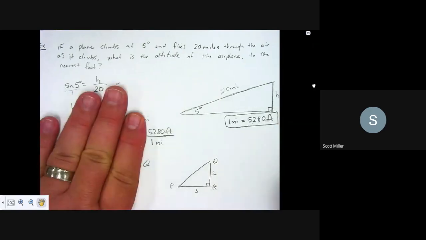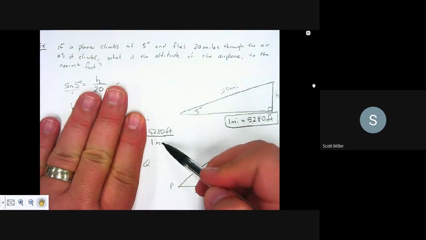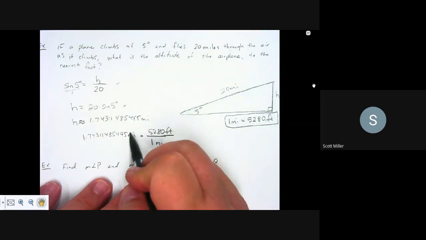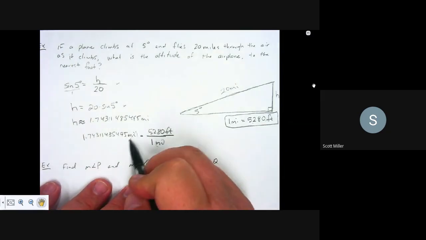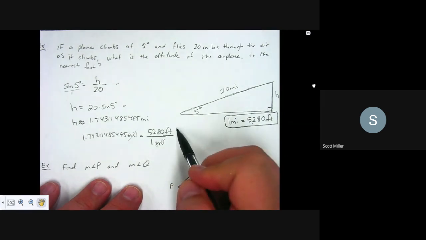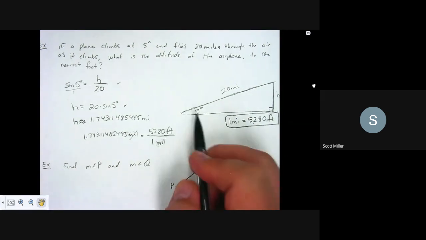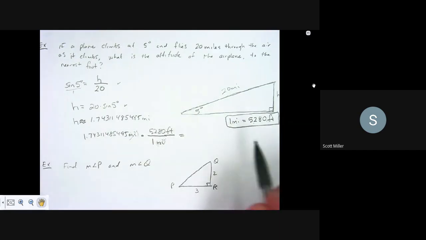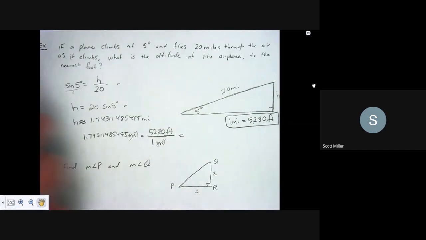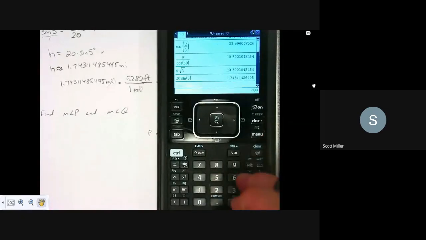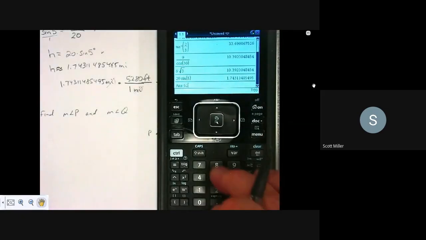Remember, this is just a ratio that is equivalent to 1. The only thing we're doing here is basically changing units from miles to feet. This mile unit and this mile unit kind of reduce out like a number would, leaving only the units for feet. And so all I have to do to find out how many feet this is going to be is simply multiply these two numbers together. Since the one number is already in my calculator, I don't need to do anything other than to simply type times 5,280.